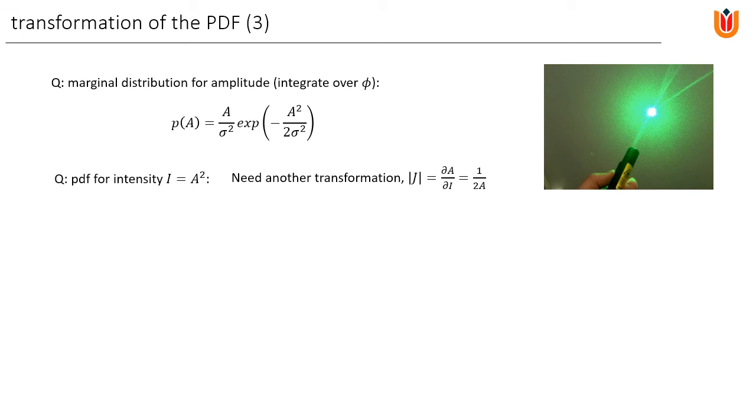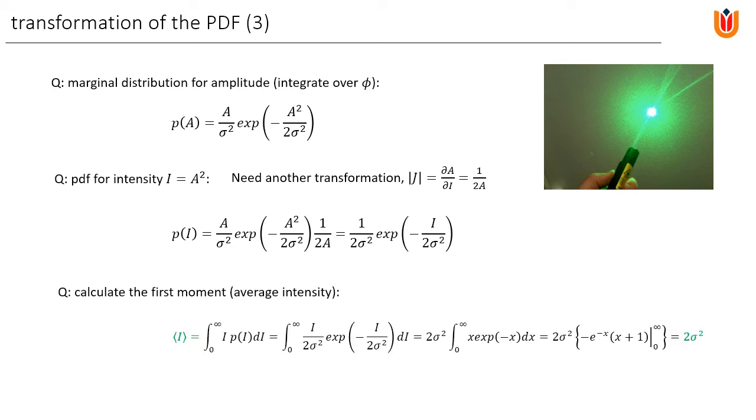Now we can ask ourselves if we can also derive the PDF for the measurable quantity, the intensity being equal to the electric field amplitude squared. Yes, we can. That means we need another transformation from A to A squared, which means that we have to calculate another Jacobian, which is in this case one-dimensional, so that is straightforward, 1 over 2A. And it means that we can now write the probability density function for the intensity in this speckled pattern as follows.